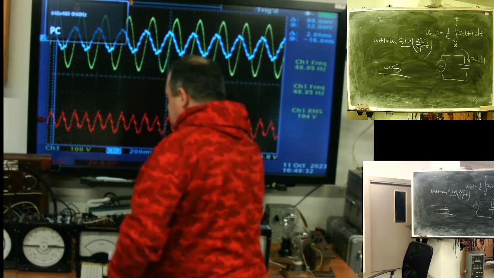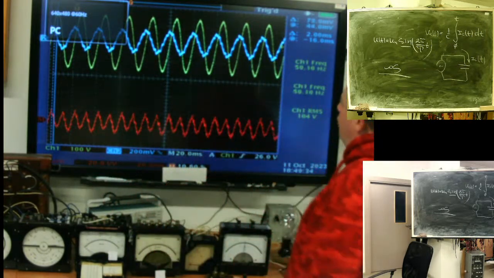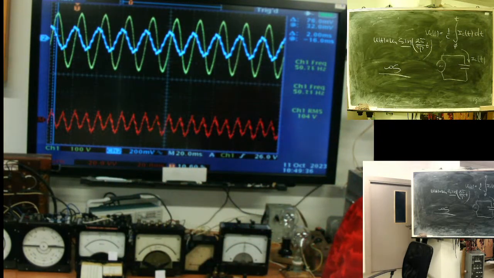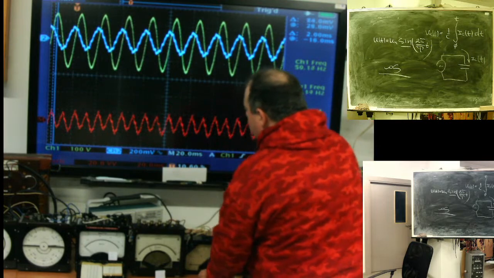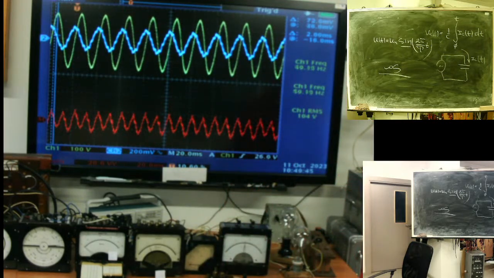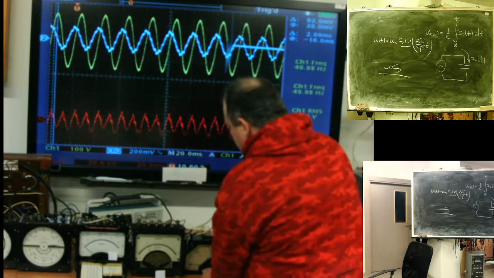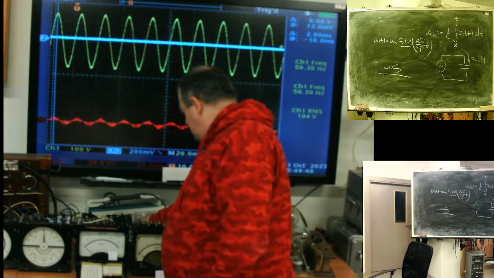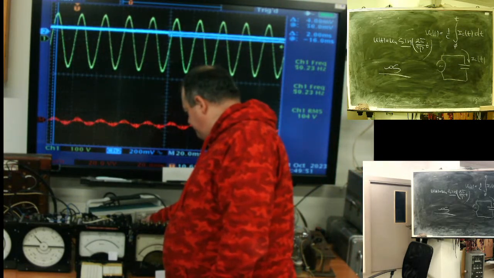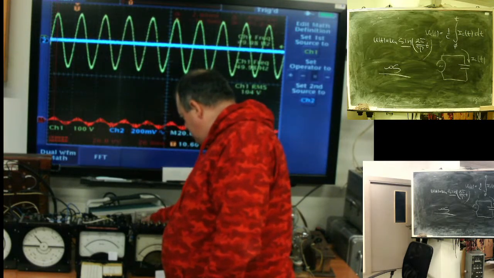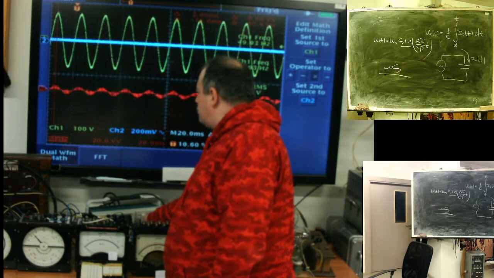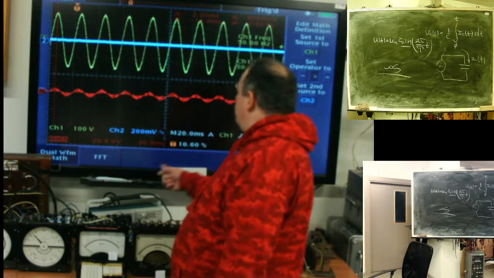The yellow one is voltage and the blue one is current. What about the red one? The red one is instant power. Now the current is 0, because there is no load.